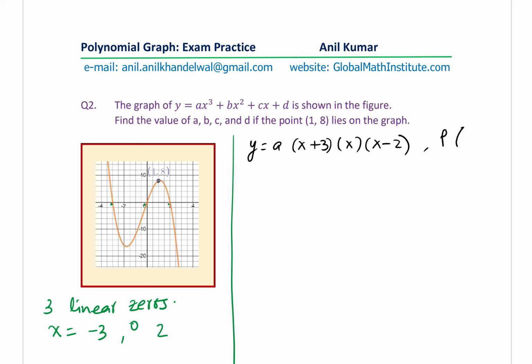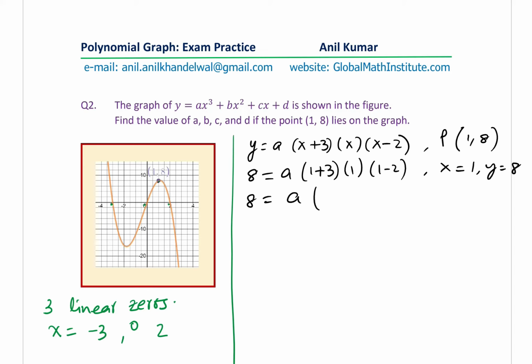We know there is a point given to us at (1, 8). Substituting, we get 8 equals a times (1 plus 3) times 1 times (1 minus 2). So x is equal to 1 and y is equal to 8. Substitute that value, right? So 8 equals a times 3 plus 1 is 4, and that is 1. This is minus 1. So we get a value of a as 2, right, with a negative sign. 8 divided by minus 4 is a, which is minus 2.